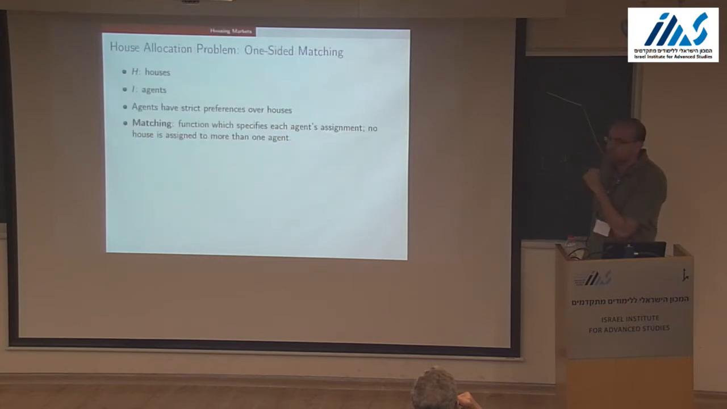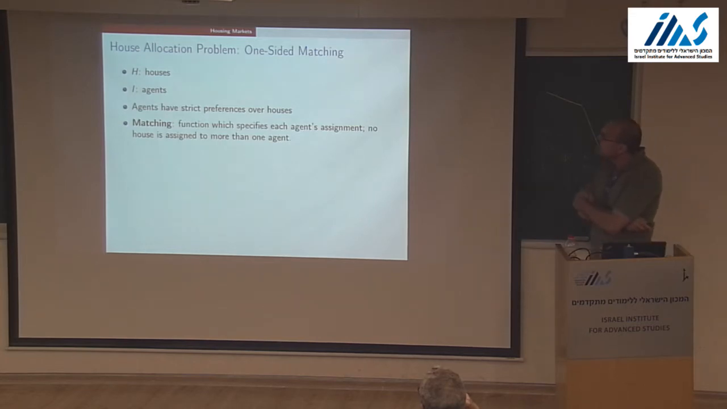Let me tell you about this very first model. This is what's known in the literature as the house allocation model. Interestingly, matching theory often talks about these canonical models of house allocation, marriage, and college, all of life's important decisions. In the house allocation problem, our setting is we have a finite number of houses and a finite number of agents. Agents have strict preferences over houses, and each agent wants at most one house. An allocation here is a function, a matching, that specifies each agent's assignment such that no house is assigned to more than one agent. This is the simplest possible allocation problem you can entertain.